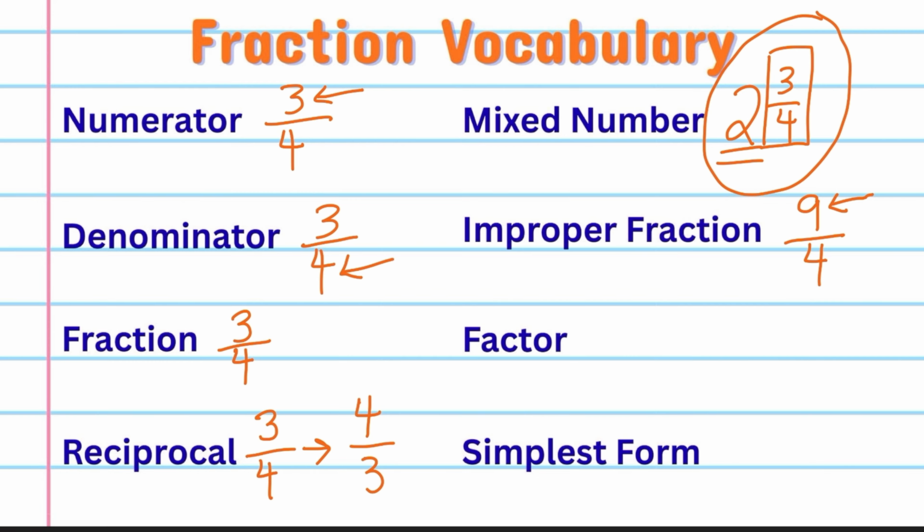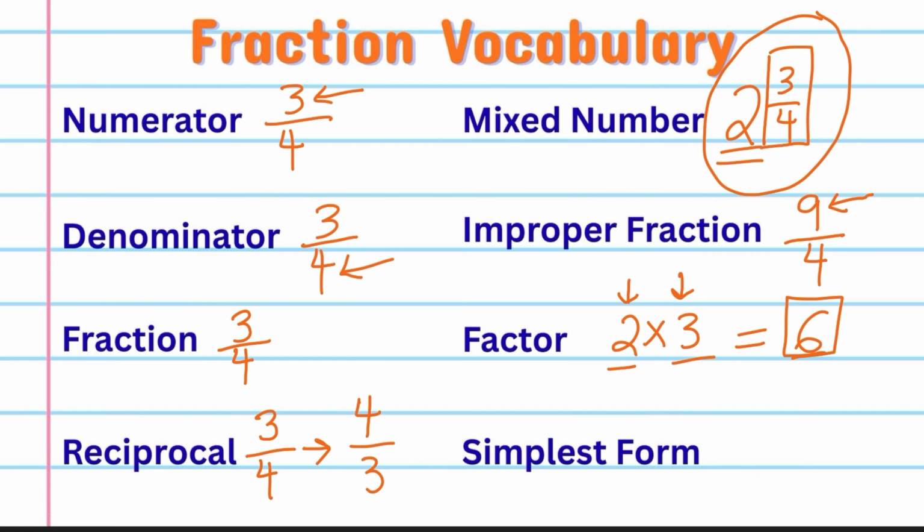The next word is factor. When we think about a factor, this means that these are two numbers that multiply to get a result. So let's think about the factors 2 and 3. If I multiply 2 times 3, that gives me 6. So the factors of 6 are 2 and 3 because these were the numbers that I multiplied to get 6.